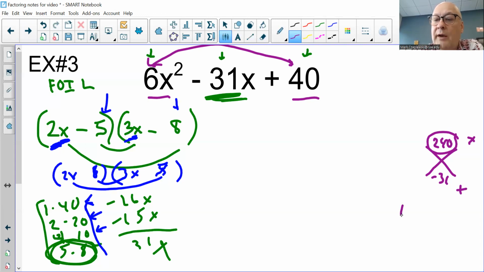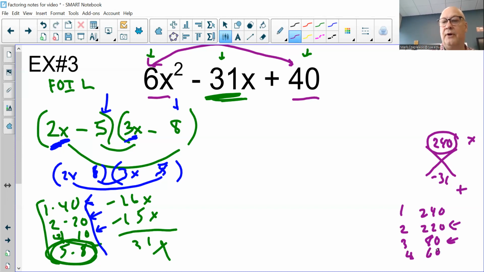So I'm going to start with 1. 1 and 240. There's no way that'll add to 31. 2 and 120. No way. Does 3 go into 240? Yes, it does. 240 divided by 3 is 80. Can that add to 31? No. I'm getting closer. If that's a negative, I think I got 77, and that's way better than subtracting these two and getting 218. So I'm getting closer. So I think 4 goes in there. 240 divided by 4. That's 4 and 60.